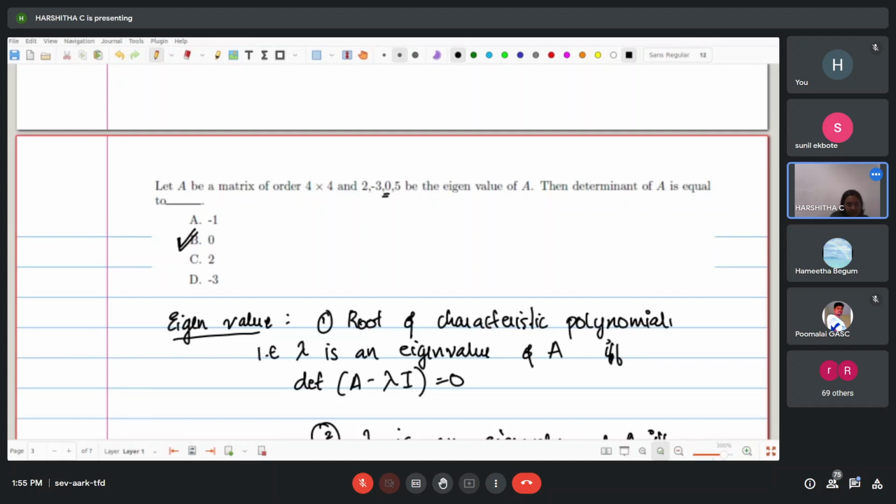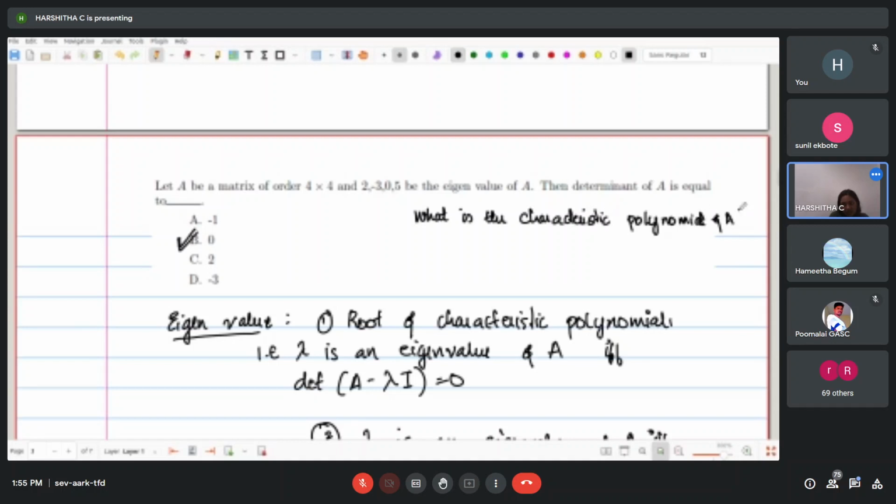See, in this question, what is it that we have? We have a matrix A of order 4 cross 4 and these are its eigenvalues: 2, minus 3, 0, 5. The question is, instead of determinant is equal to something, what if the question is what is the characteristic polynomial of A? So how would you answer this? A minus 2I or A plus 3I. Exactly.